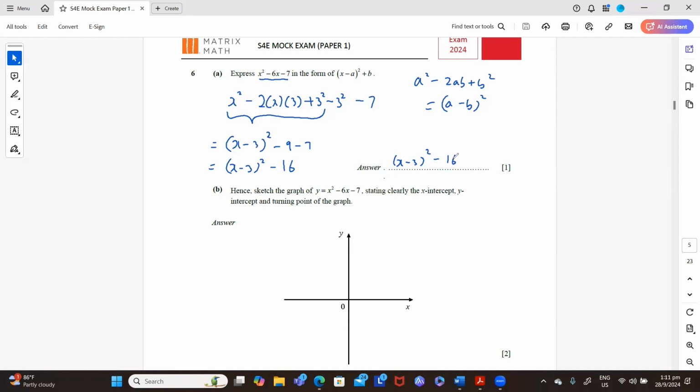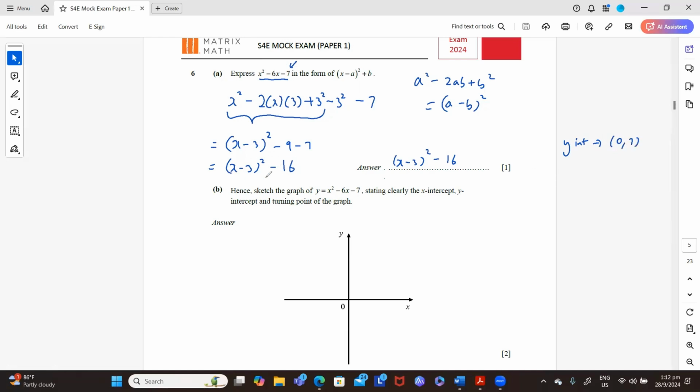Okay, next, you want to sketch the graph, right? Stating clearly the x-intercept and the y-intercept. Okay, so the y-intercept is over here, -7, because when x is 0, y is immediately -7. Okay, so you should do a checklist at the side. Y-intercept is 0, -7. Now your x-intercept, right?